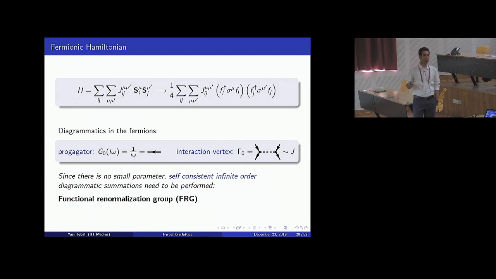So the propagator is simply 1 over iω. It's strictly local. There is no self-energy term right at the beginning at higher lambdas, simply because there is no kinetic term in the Hamiltonian. And the interaction vertex is simply given by the interaction strength. Now, since there is no small parameter in this problem, you cannot do, say, a summation up to fifth order or to 10th order to restrict yourself to any finite order, but rather you must find a way to do self-consistent infinite order diagrammatic summations, right? And the FRG is simply an efficient way to go on doing this business, right?